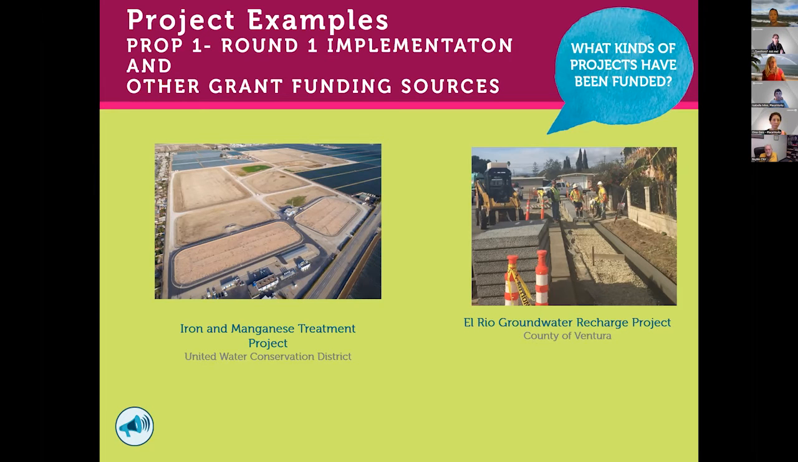A couple of examples that you see here on the screen. There's an iron and manganese treatment project, which I'll talk a little more about, that's been put together by the United Water Conservation District and is receiving funding already from Proposition 1. And the El Rio groundwater recharge project, which is also receiving IRWM grant funding from Prop 84, which is the proposition prior to Prop 1 with IRWM funding. Both of these projects are in the El Rio area. Next slide.